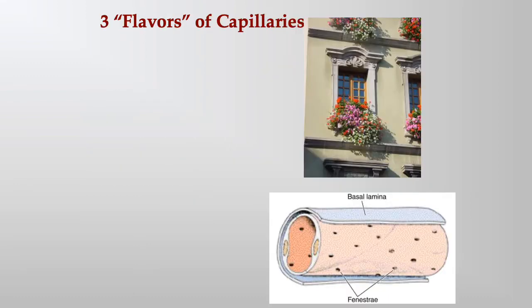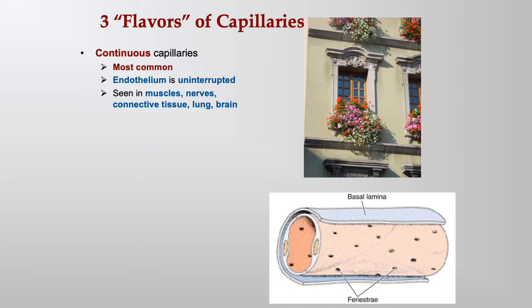Now, capillaries have 3 different flavors, 3 different types. Let's take a look at those. Continuous capillaries are the most common by far. Those are most of the ones throughout your entire body. The endothelium is uninterrupted, all right? It's just constant endothelium. They're leaky, all right? Nutrients can get out. They're seen in muscles, nerves, connective tissue, lung, brain, most of the tissues of your body.